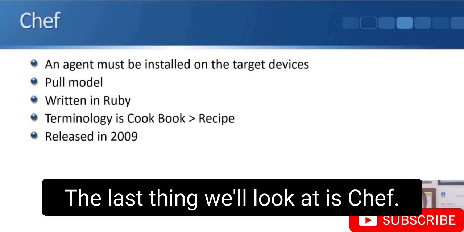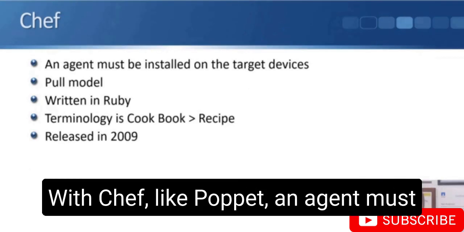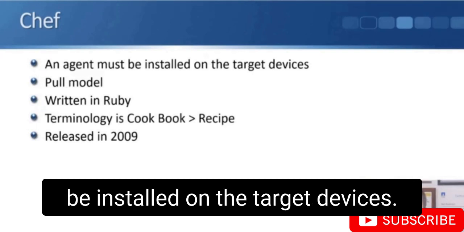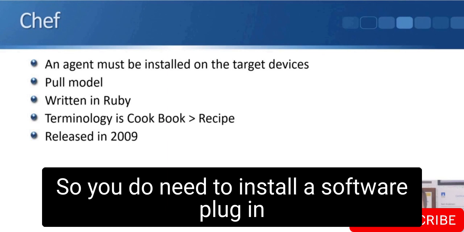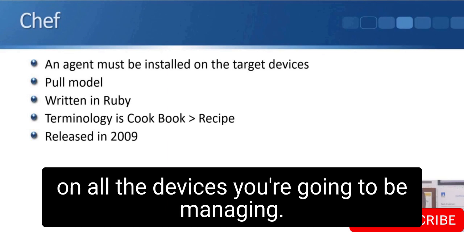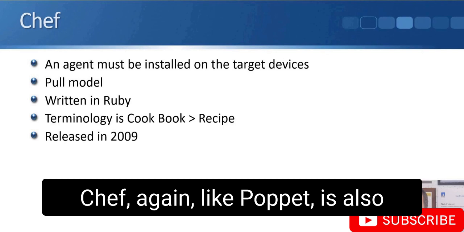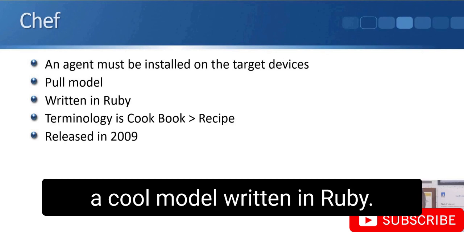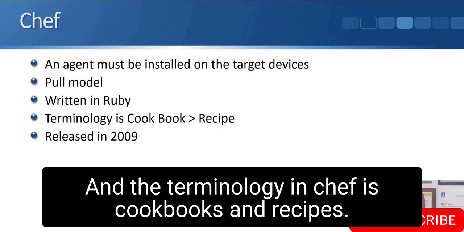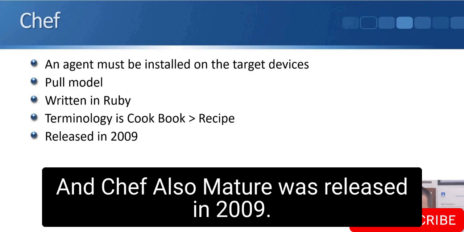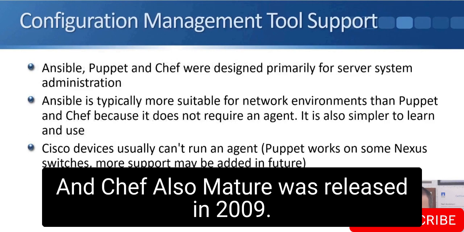The last one we'll look at is Chef. With Chef, like Puppet, an agent must be installed on the target devices. So you do need to install a software plugin on all the devices you're going to be managing. Chef, again like Puppet, is also a pull model written in Ruby, and the terminology in Chef is cookbooks and recipes. And Chef, also mature, was released in 2009.